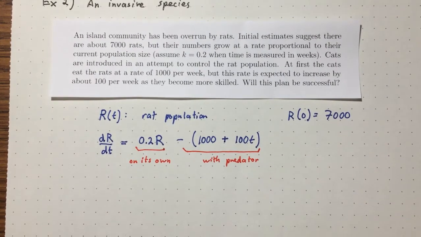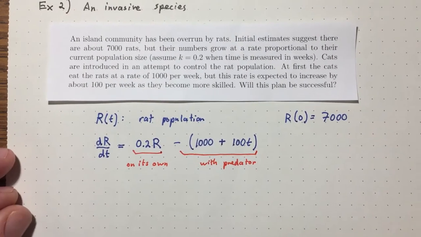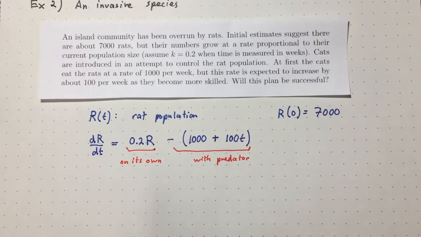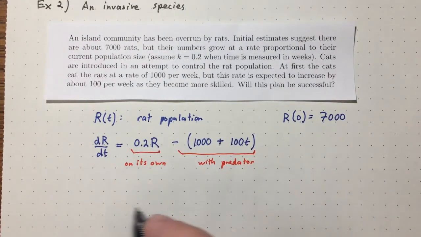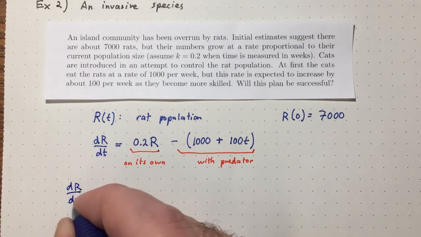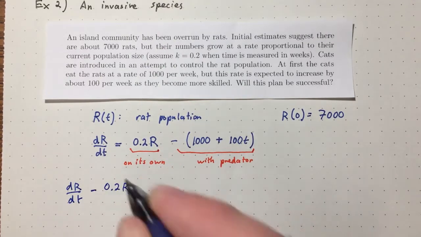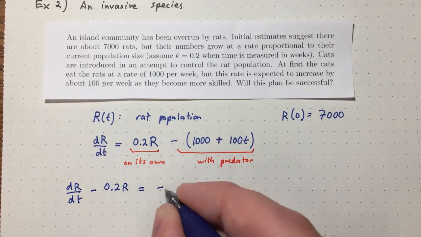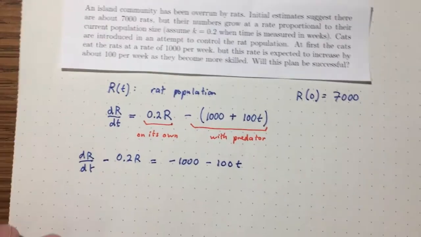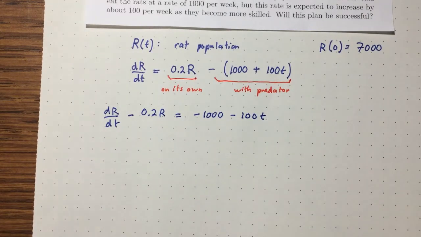What kind of differential equation is this? Well, again, this one turns out not to be separable, but it is linear. And that's because we can write it like this. So dR/dt, this time, minus 0.2R equals minus 1,000 minus 100t. A lot of minuses here. It's probably going to be a bit annoying when we work through this, but there's our linear differential equation.